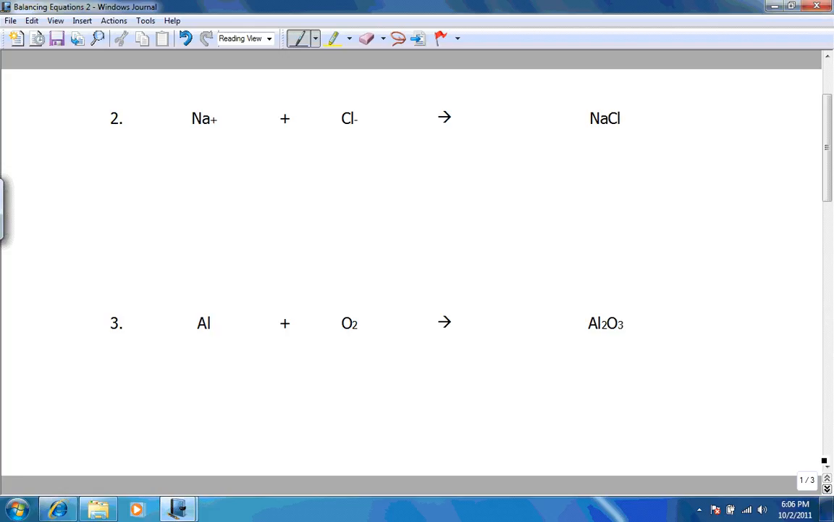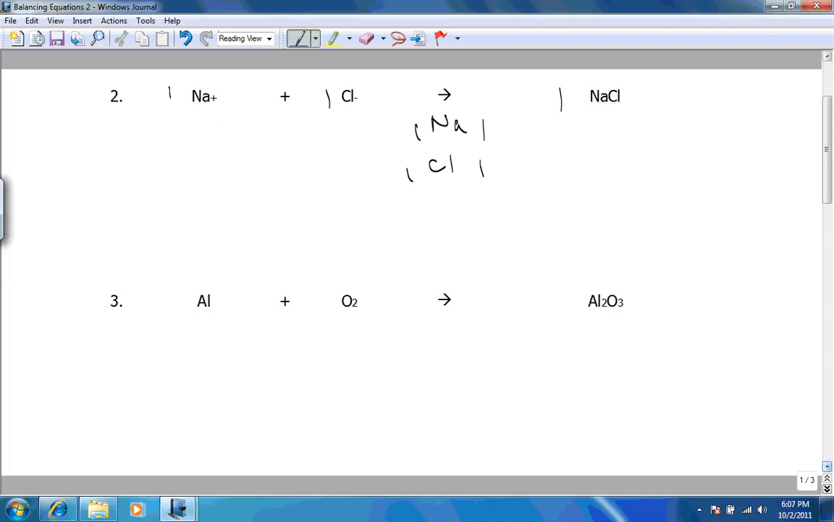This one is actually already balanced. We have NaCl. We have 1, 1 and 1, 1 and 1. So there's nothing to do here. So we're going on to number 3.